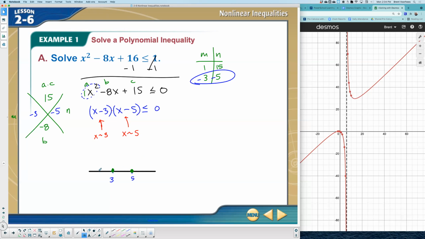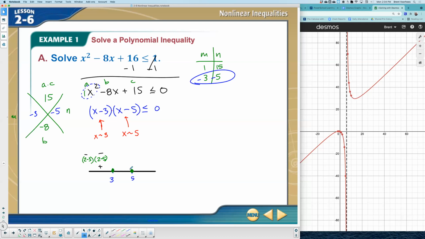Now I want someone to pick a number less than 3. 2 is a good number. Let's plug in 2. If you plugged in a 2 here, what you would have is 2 minus 3 times 2 minus 5. Now quickly, tell me, is this a negative number or a positive number on the left factor? That's a negative. Is this a negative or a positive? Negative. What happens when you have a negative times a negative? This is a positive interval. Is that what we want to have here? A positive interval or a negative interval? We want this to be less than or equal to 0. We want it to be negative. Will that be part of our answer?